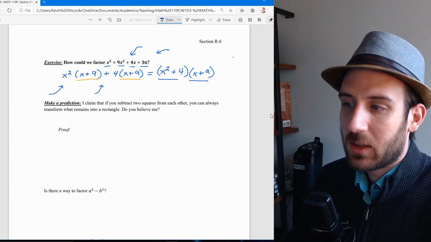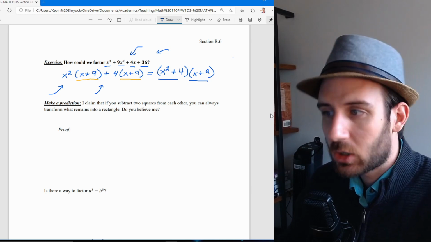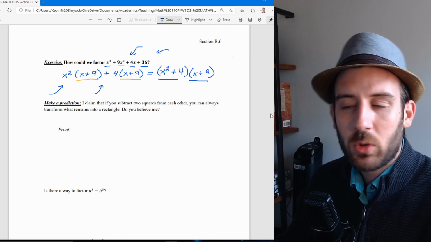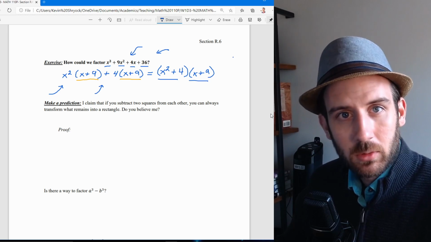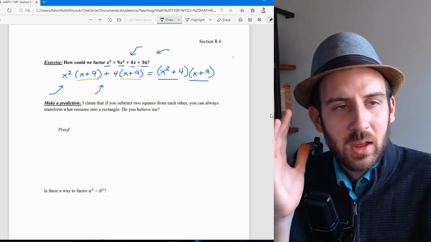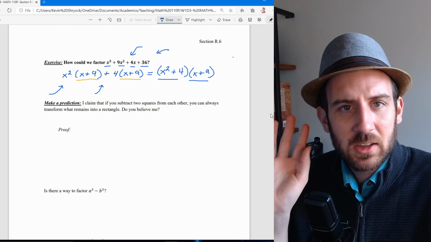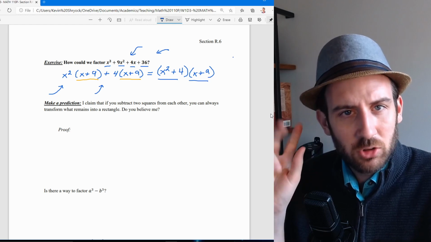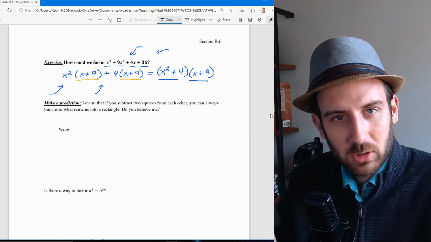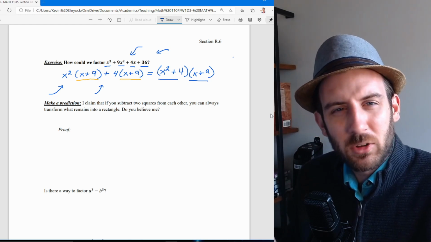Now, I claim that if you subtract two squares from each other, regardless of what they are, you can always transform what remains into a rectangle. Now that's a bold claim. How could I do that? I'm thinking in my head that after playing around with all this, I've come up with a hypothesis. My hypothesis is that if I was to take any of these two squares that I could build up and subtract them from each other, the result would always be able to form a rectangle. Do you think this is true?